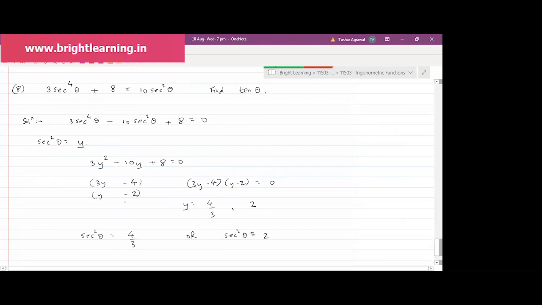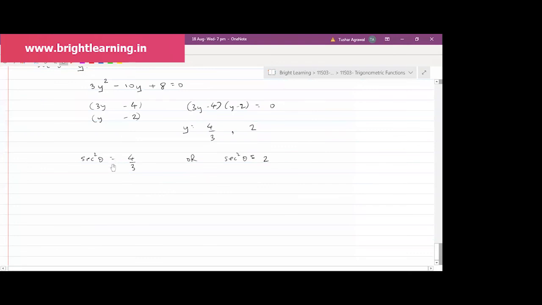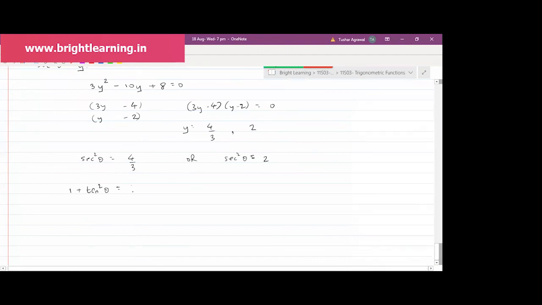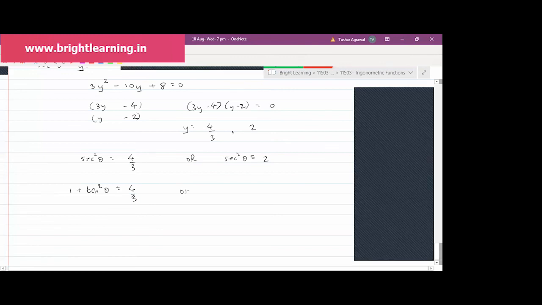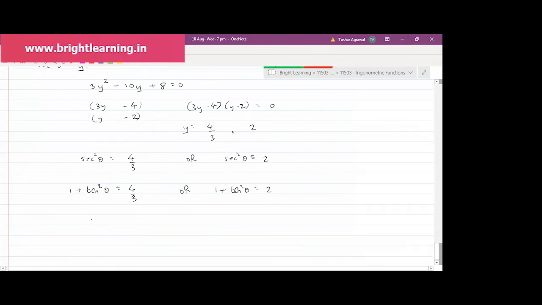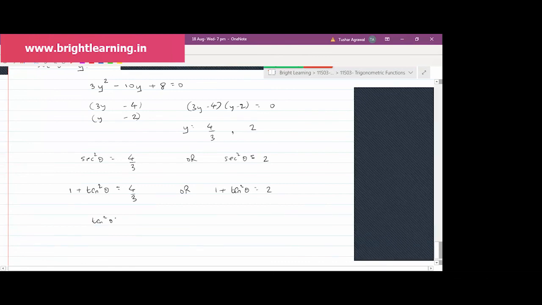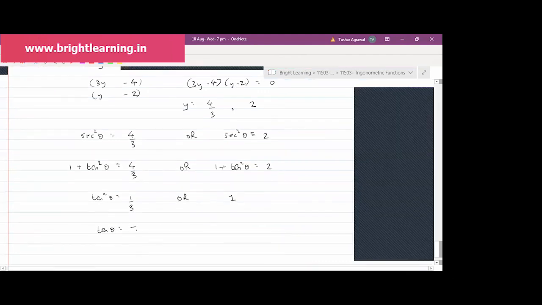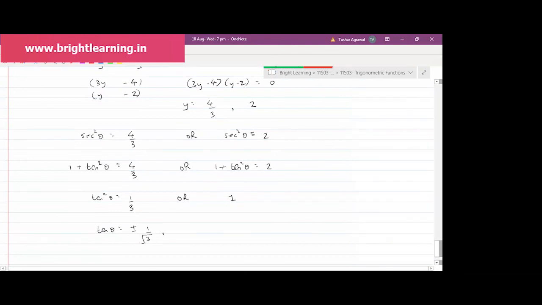But we are interested in tan theta. So what is the relation between sec theta and tan theta? You know the identity that sec square theta is nothing but 1 plus tan square theta. Since school, in the 10th standard trigonometry chapter, we have studied this. From that, tan square theta comes out to be 1 by 3, or it turns out to be equal to 1. So tan theta will be plus minus 1 upon root 3, or plus minus 1. Four possible values.